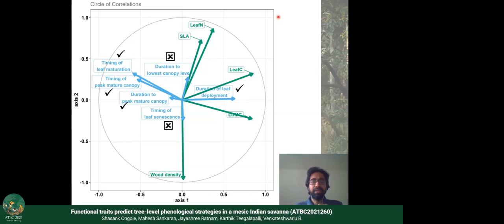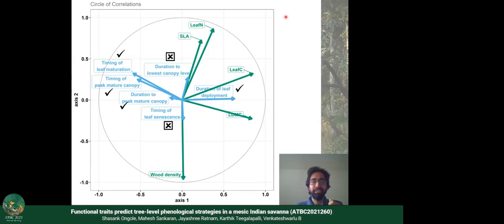As expected, high carbon investment in leaves was related to longer leaf deployment, but earlier leaf maturation, potentially allowing the species to recoup their carbon investment. But why were the phenology variables marked in cross not predicted by species functional traits? Interestingly, but perhaps not surprisingly, these variables showed greater intraspecific variation than interspecific variation. So species functional traits were not useful in predicting them.